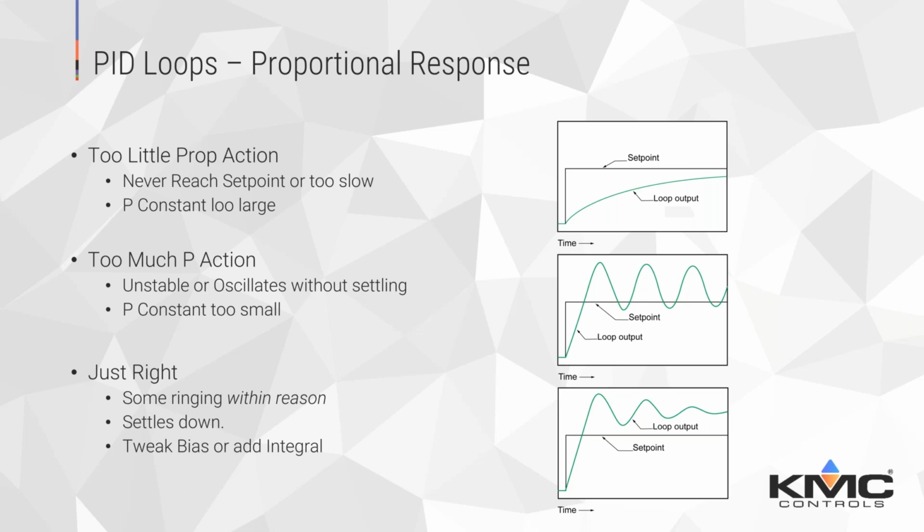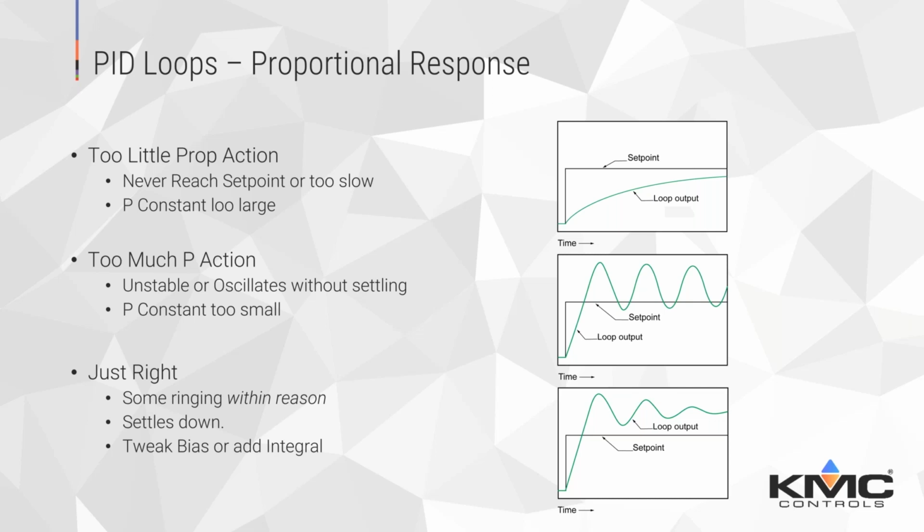Sometimes if someone puts a proportional constant of too large, the loop output may just be stuck at 0% or 10% or something, and it may look like it's never changing. And again, all of this happens generally because the proportional constant is too large.